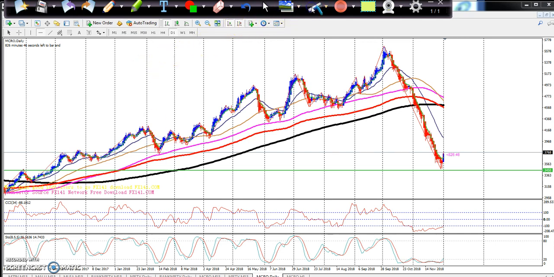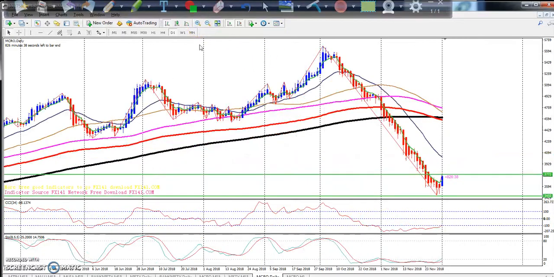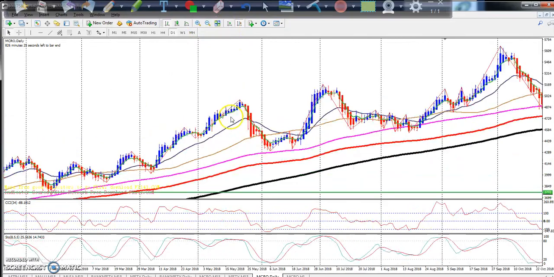Now what I will do is draw a horizontal line by touching the previous higher points. Let me zoom in a little more so you will come to know.